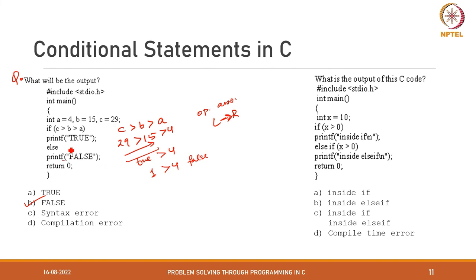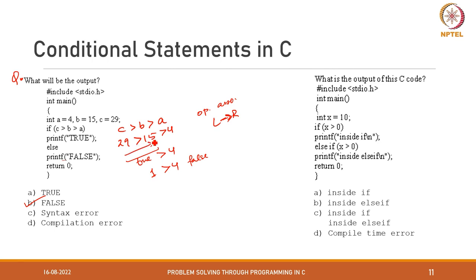So it seems directly that 29 is greater than both 15 and 4, so this should be true, but the computer doesn't see it like that. The computer only knows this associativity and precedence. It cannot think like us. So we also need to evaluate in this manner, that the operator associativity for the relational operators is from left to right, and we have similar operators here, of the similar precedence. So we need to evaluate this expression from the left to the right.